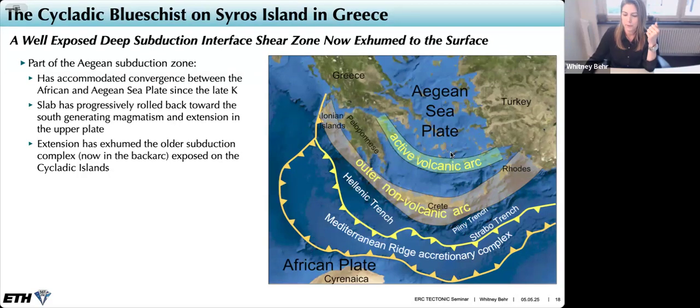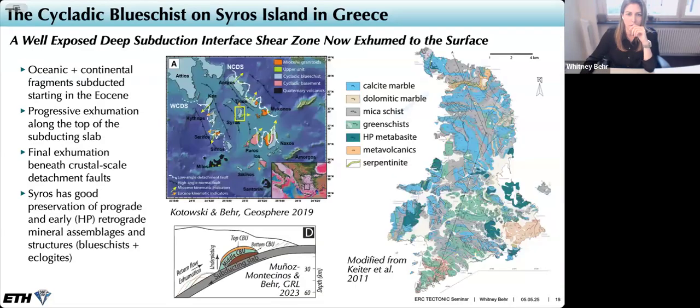And that's now nicely exposed on the Cycladic islands. So if we zoom in on the Cyclades located here, the Cycladic Blueschist Unit, I'll refer to it as the CBU. In this region, it records subduction and exhumation of both oceanic and continental fragments starting in the Eocene. The subduction-related rocks were initially exhumed along the top of the subducting slab under relatively cold conditions, and then later they were captured from middle crust to the surface by detachment faults in the early to mid Miocene. So these are the North, South, and West Cycladic detachments shown in white here.